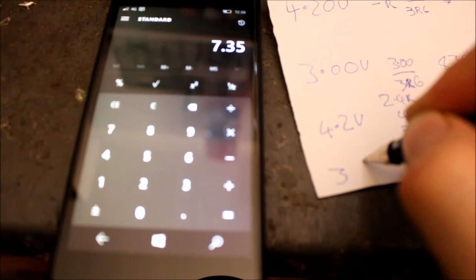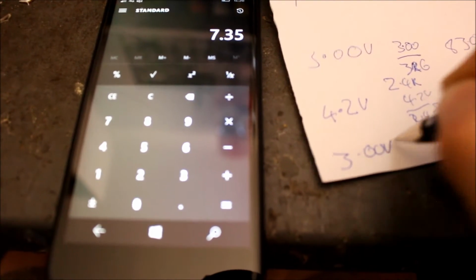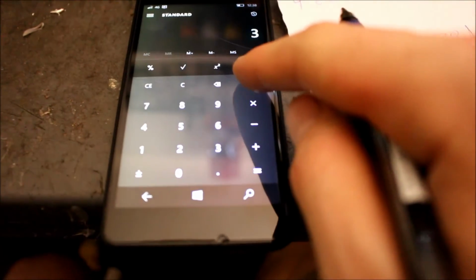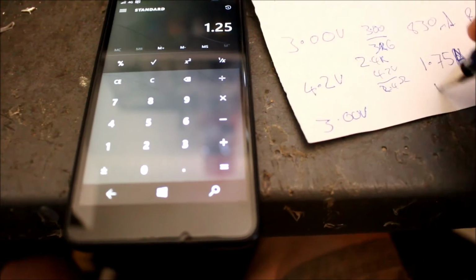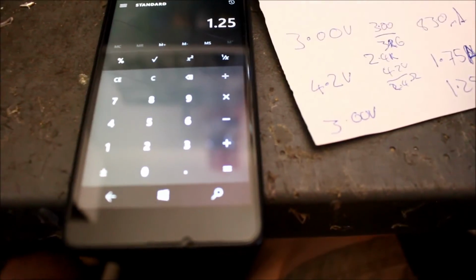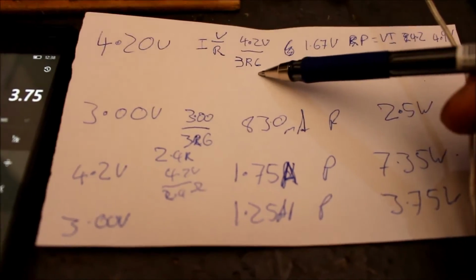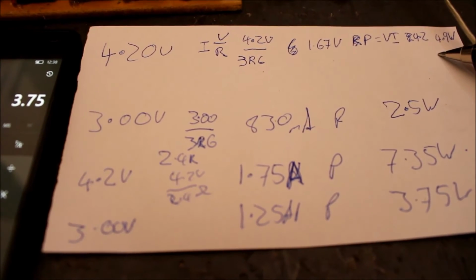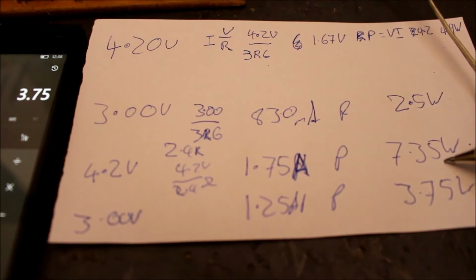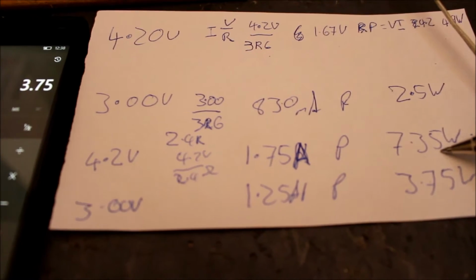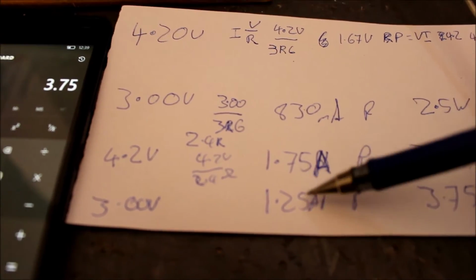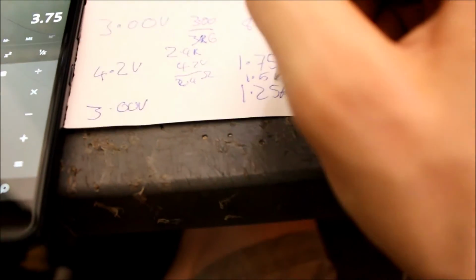And at 3 volts, divided by 2.4, 1.25 amps, power, 3.75 watts. So with 3 in series, we're getting just under 5 watts. With 2 in series, we got 7.35 watts, just under 2 amps, so you can kind of compare it at 1.5 amps on average. The average current will be lower than that, it's just a ballpark figure.